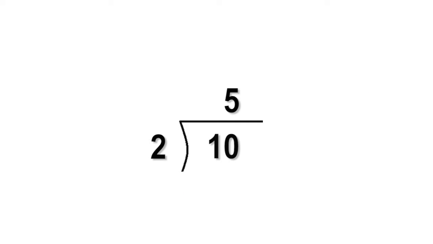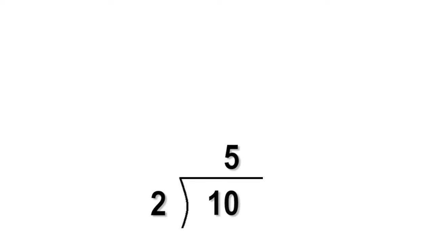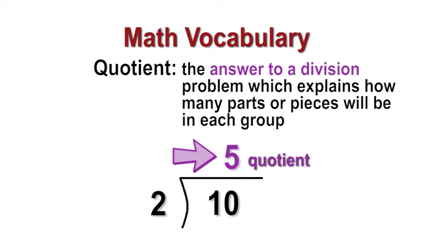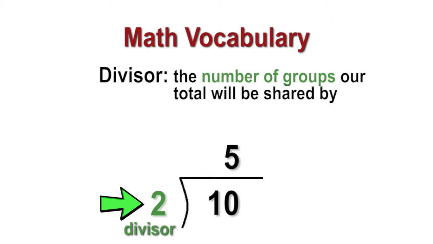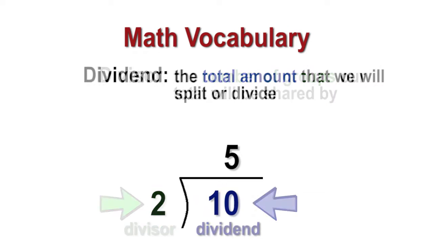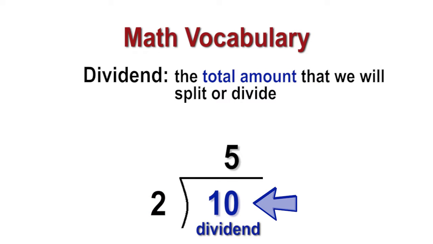Let's review the proper terms for the parts to a division problem. The quotient is the answer to a division problem, or it tells how many parts will belong to each group. The divisor tells the number of groups our total will be split into. And the dividend is the total amount we will be splitting or sharing amongst the groups.